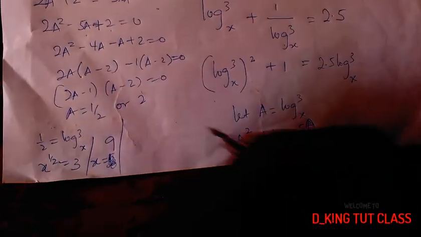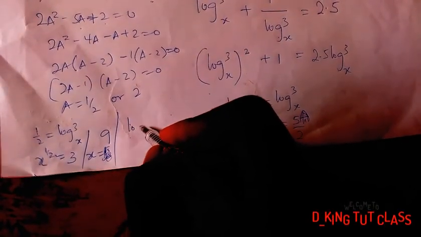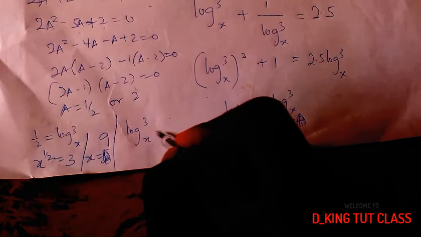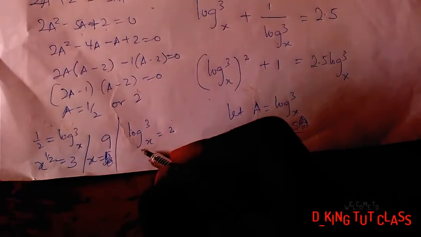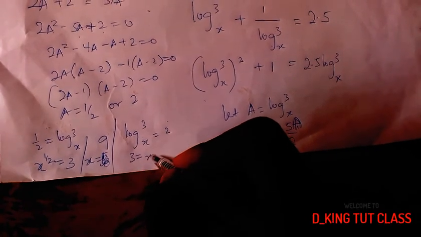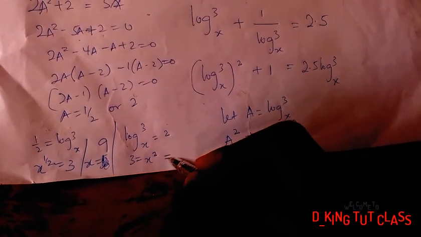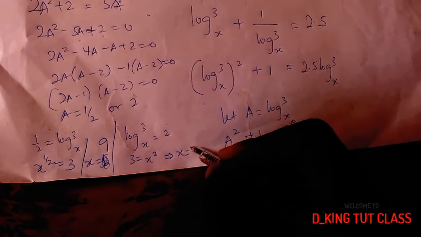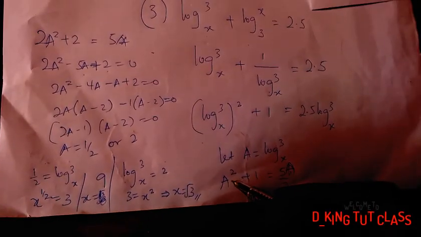Then when a is 2, log 3 base x equals 2. In which case that becomes 3 equals x raised to power 2. Now, in this case, I have to find the square root of both sides. It implies that my x equals root 3. So that's how to basically solve these questions.